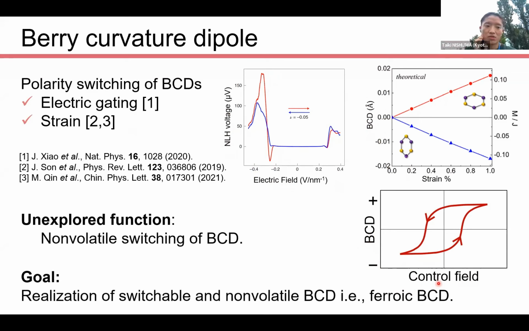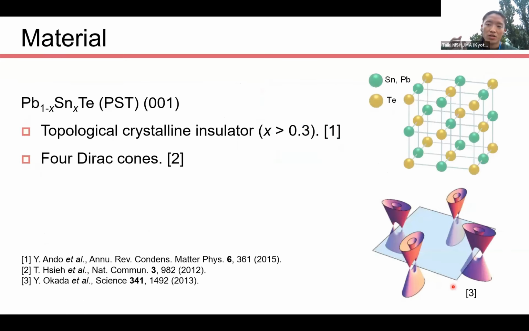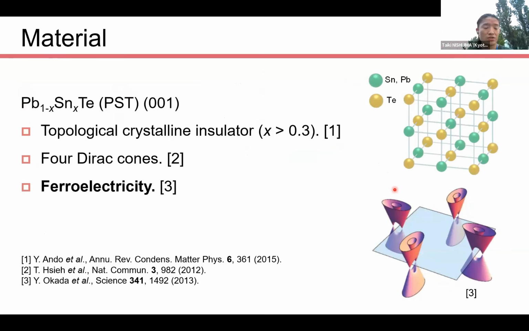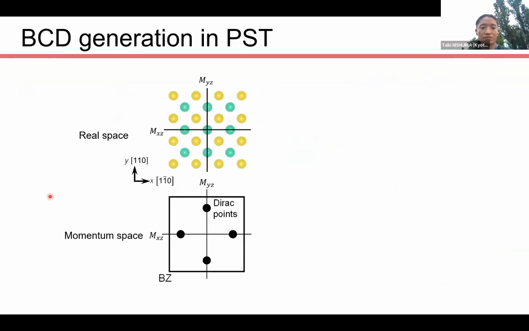So we set the goal of our study to realize a switchable and non-volatile Berry curvature dipole. In other words, it can be called the ferroic Berry curvature dipole. To achieve this goal, we focused on the topological crystalline insulator, especially lead tin telluride. It has 4 Dirac cones in its first Brillouin zone. And one interesting point of this material is that it has ferroelectricity.